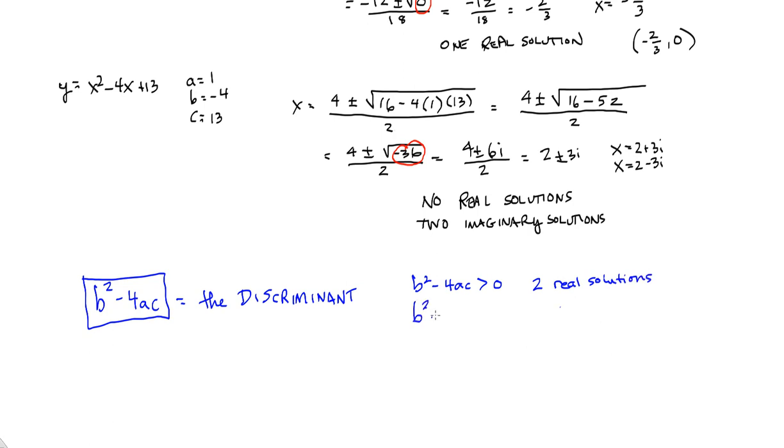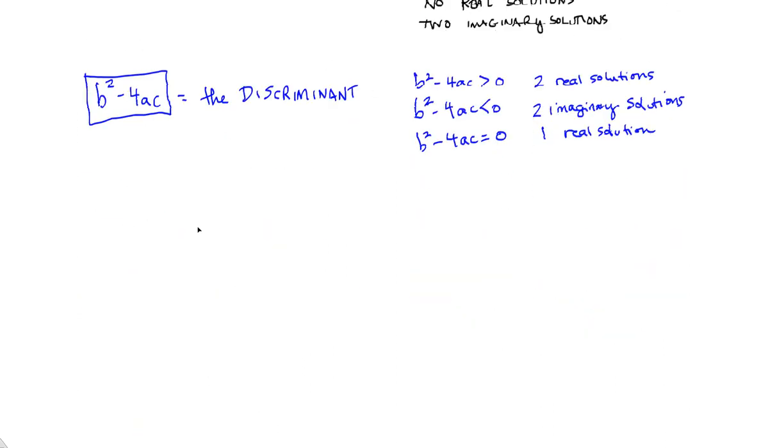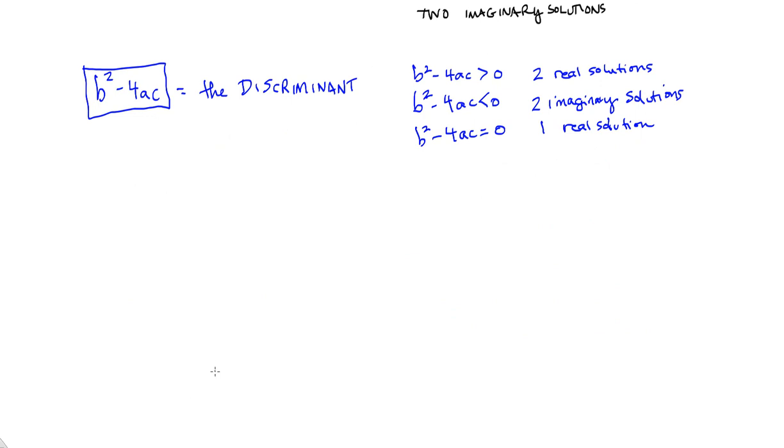If that number under the radical, b squared minus 4ac, is a negative number, that means we're going to have two imaginary solutions, or two complex solutions. Or we can say no real solutions, but let's say two imaginary solutions. And if b squared minus 4ac is equal to 0, we have one real solution. So we don't actually have to figure out what the solutions are. We can determine just from the discriminant, just by doing b squared minus 4ac, what kind of solutions we can expect.